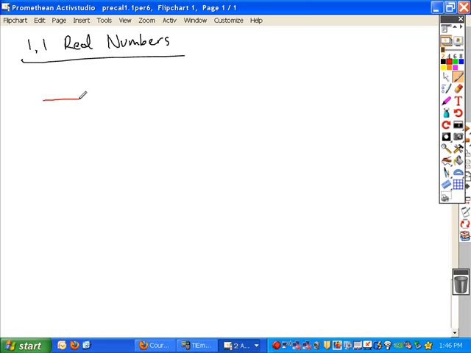And that is real numbers. When you discuss real numbers, they simply represent any point that can be located on a number line. With respect to a number line, the number 0 is referred to as the origin. It's a reference point.